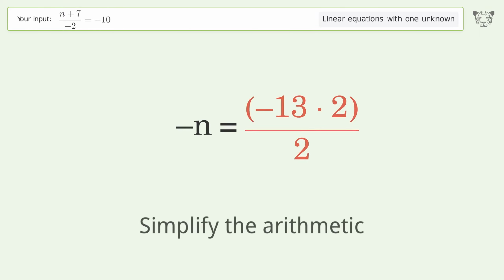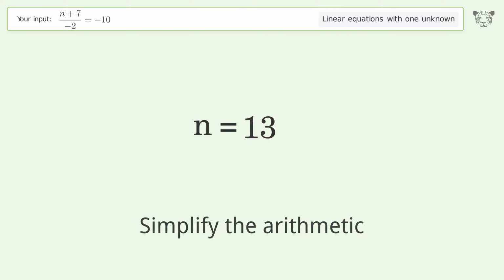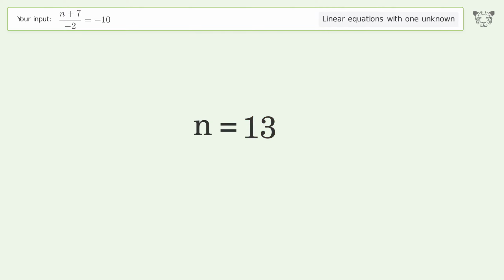Convert the n into a positive number. Multiply both sides by -1. Remove the ones. Simplify the arithmetic. And so the final result is n equals 13.